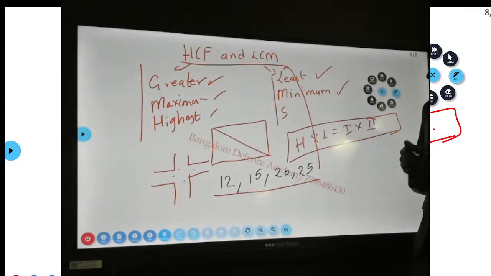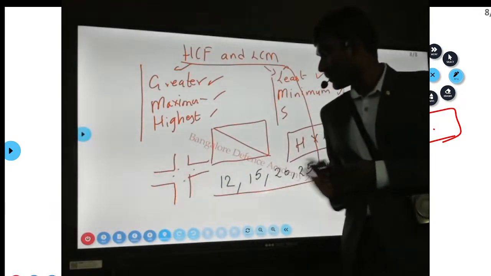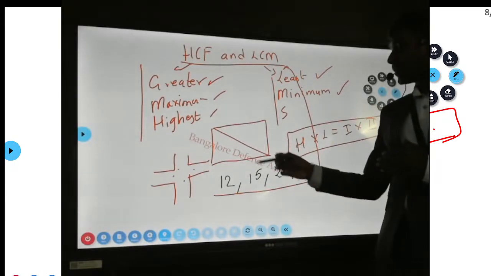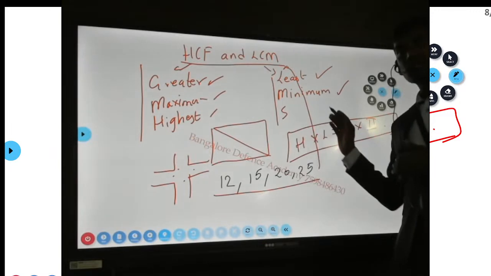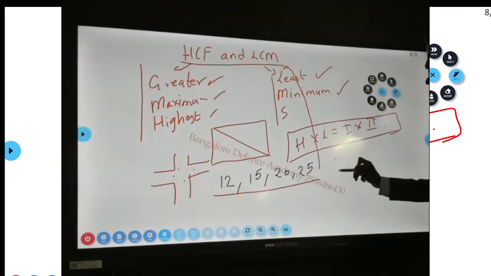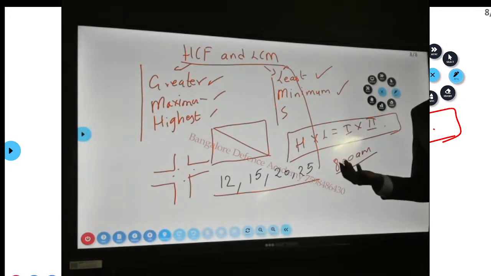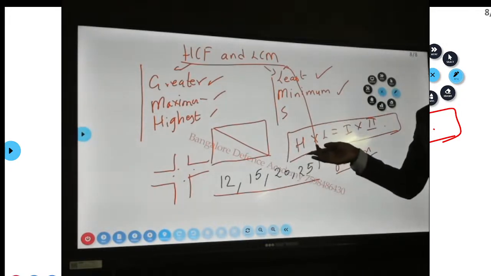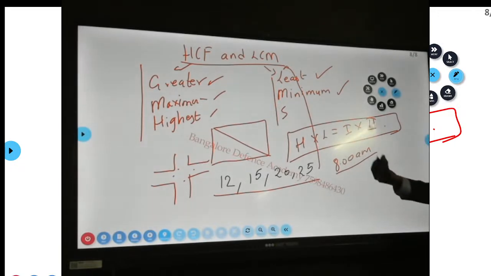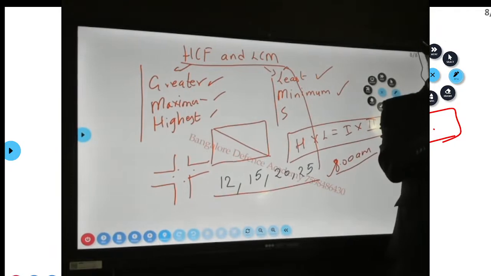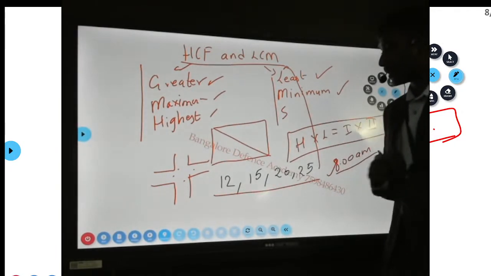Okay, next. Suppose instead of signals they ask you, there is a school. In the school the bell rings after 12 minutes, 15 minutes, 20 minutes, 25 minutes. The school started at 8 a.m. At what time will all the bells ring together? That means there may be a lunch break or the school may get over. Okay, so like this, that time we will use what? LCM. Now HCF is maximum. How much I can have maximum in books and library, something like that.